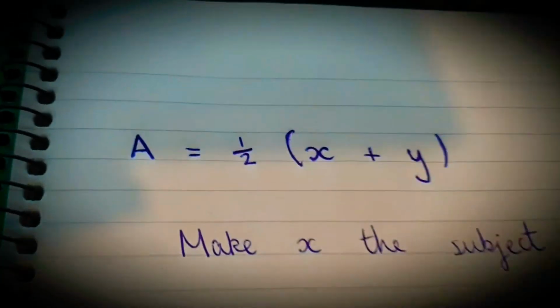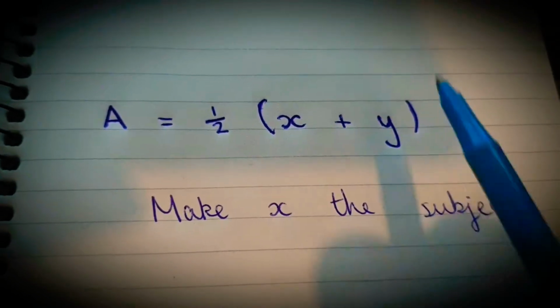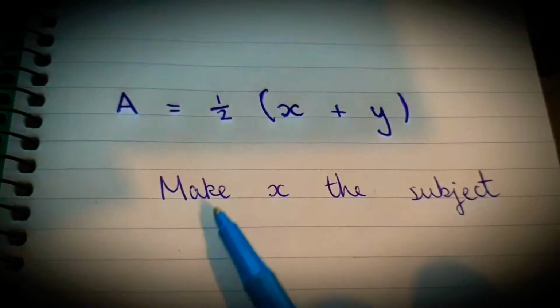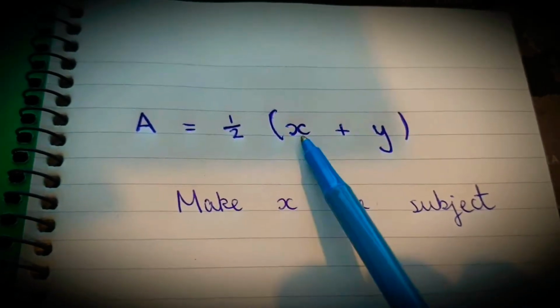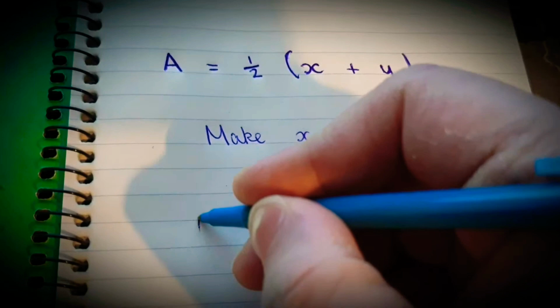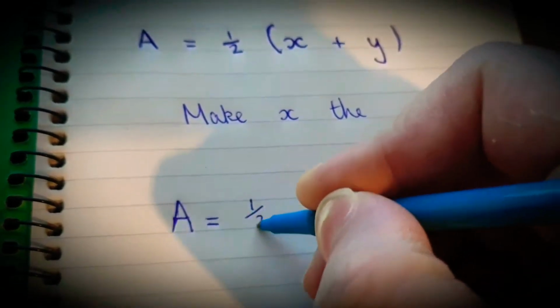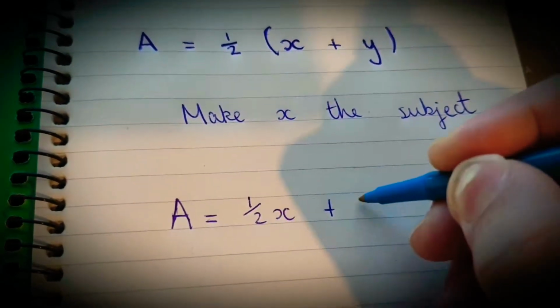Okay, we have this question here. So it's a equals half bracket x plus y, end of bracket, and basically the question wants us to make x the subject. Okay, so with this type of question, with the x inside the bracket, the first step would be to expand the bracket. So you'd get a equals half x, okay, half times x, plus half y.